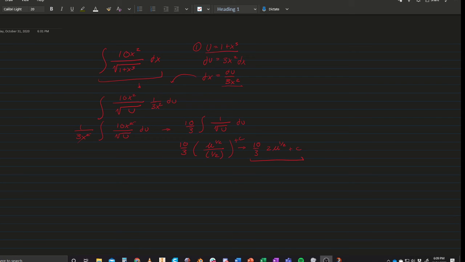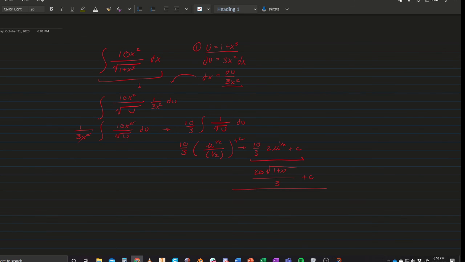Then what you also want to do is plug in u, but we can simplify this a little bit more. So you can do 20 over 3, or 20 times the square root of 1 plus x cubed over 3, plus c. And this is your final answer. You can't condense this even more.